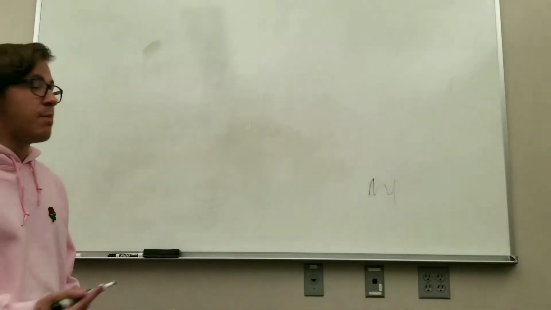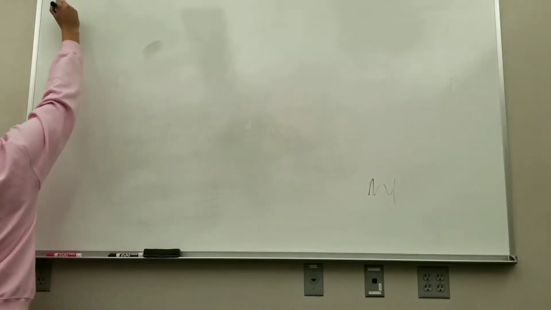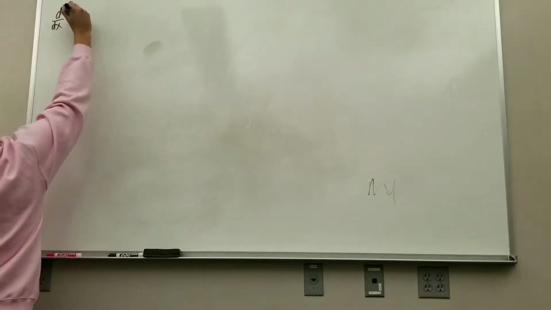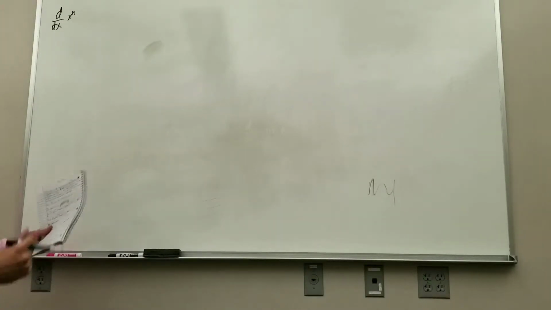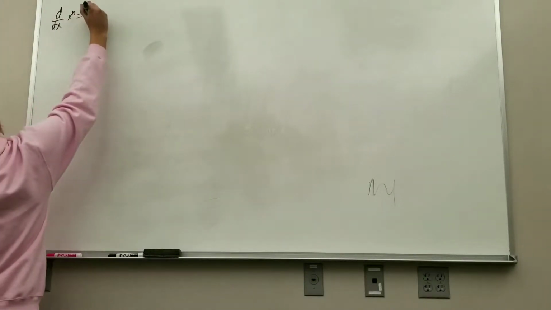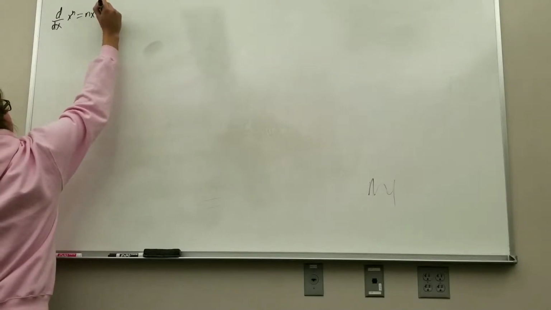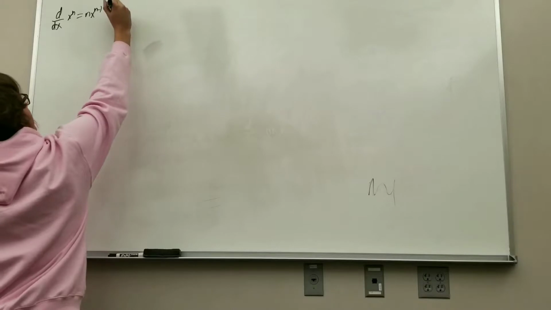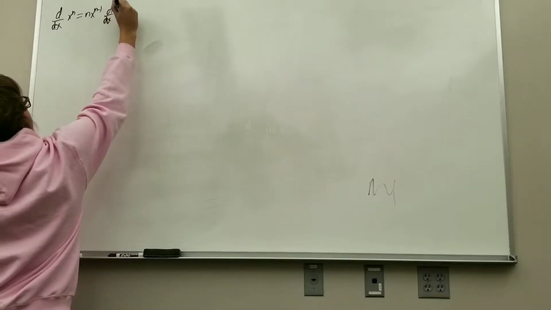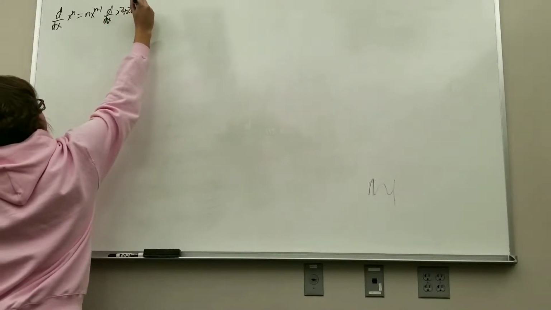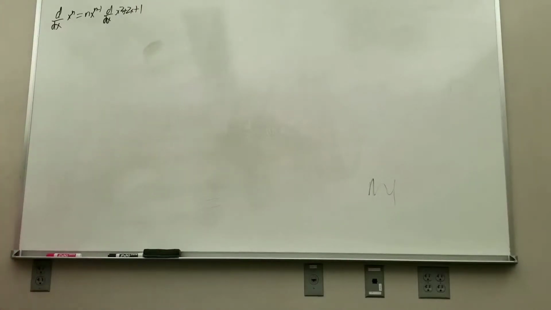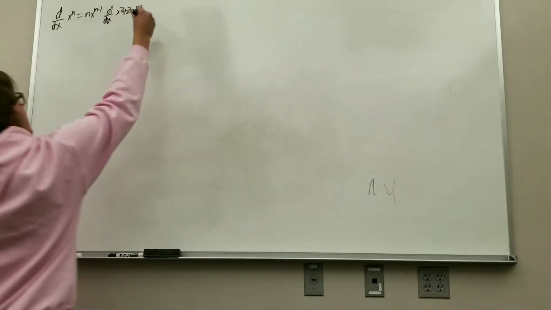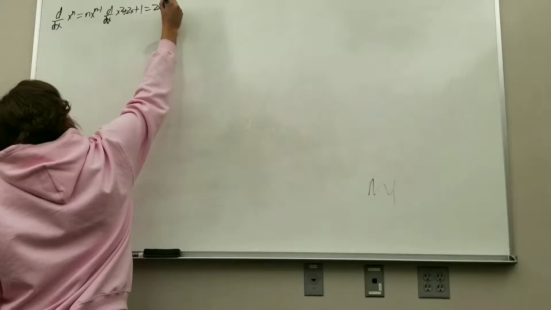So the first thing is the power rule. If you're taking the derivative of, say, x to the n, you're going to get n x to the n minus 1. So an example of this is, if you take the derivative of x squared plus 2x plus 1, this is equal to 2x plus 2.